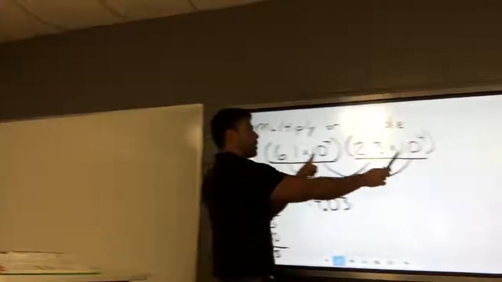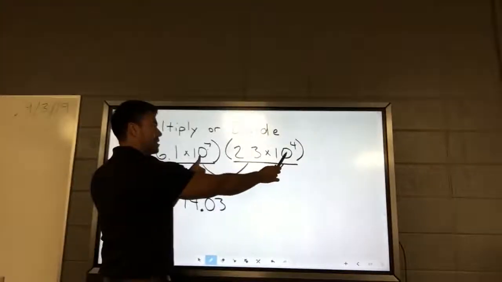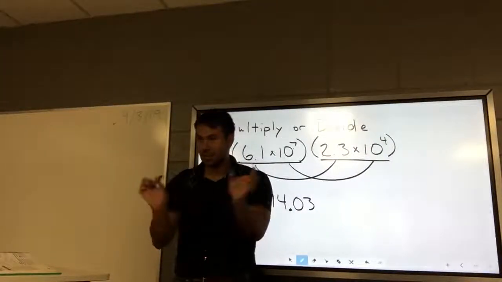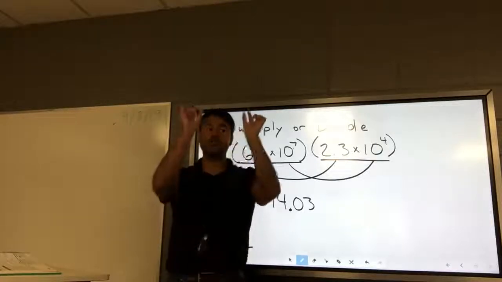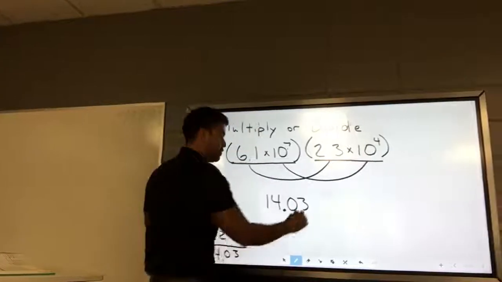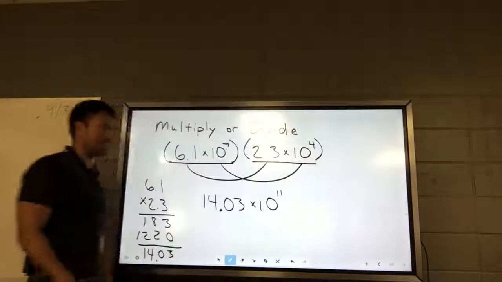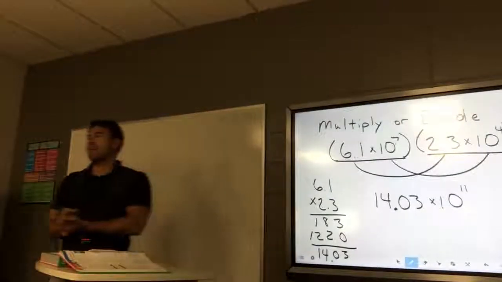Okay, I'm going to multiply 10 to the 7th by 10 to the 4th. They have the same base. You're multiplying them. What do you do with those exponents? Add them. You get 10 to the 11th. Yay, I did that part. Remember, multiplying same bases, you add the exponents. That's the law of multiplication for exponents.